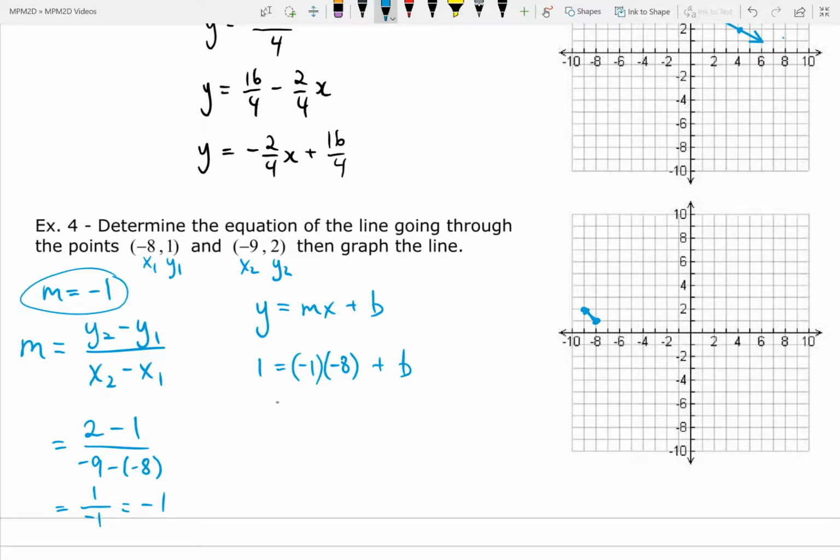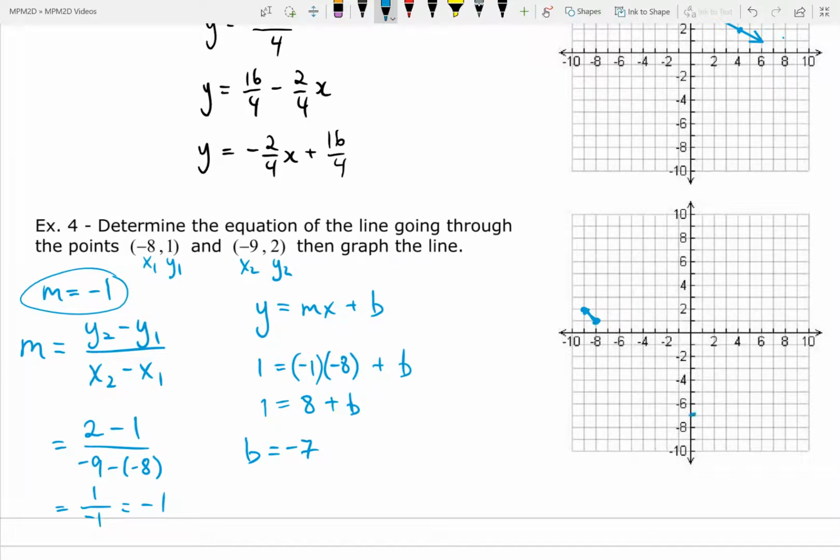Negative 1 times negative 8 is positive 8. So 1 on the left equals 8 plus b. And so what does b have to be? Well, I have to make b negative 7 for this to work, right? So b is equal to negative 7. So that 8 minus 7 equals 1.